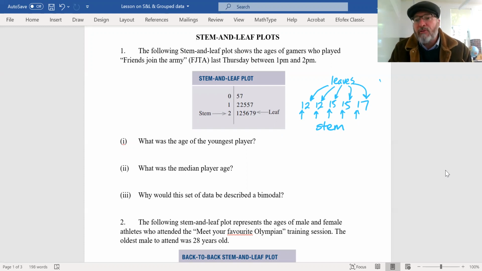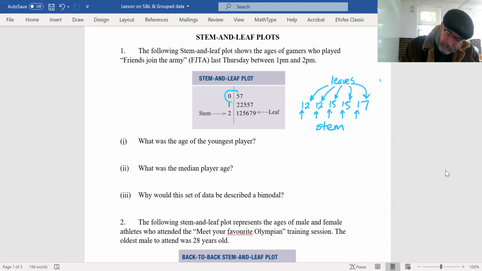Of course, if it was in the hundreds, then you might have a different stem. So you've got to decide what's reasonable for your stem and leaf to summarise the actual data you've got. But here, the ages, there were children less than 10 years old. There were children between 10 and 20 years old, and there was 20 up to 29 who were on that gaming situation. So what was the age of the youngest player? Well, the youngest player is here, 05, which is just 5 years old.